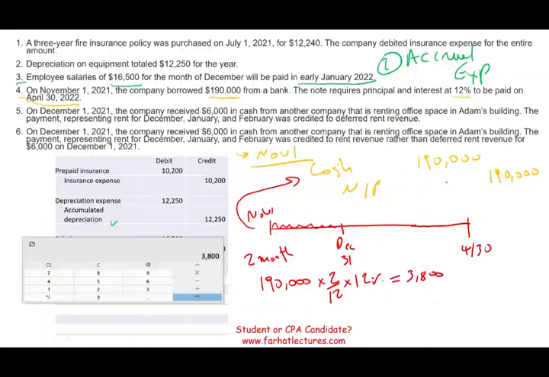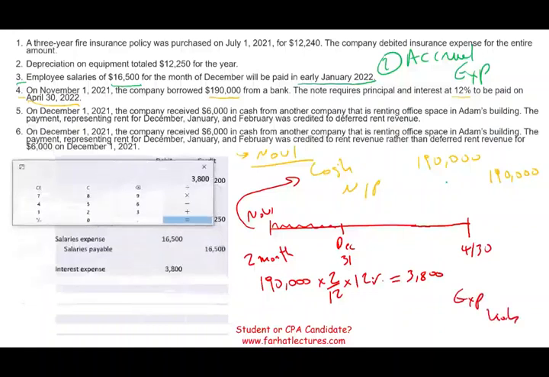Again, what type of adjusting entry? Accrued expense. What do we do under accrued expense? We are going to debit an expense and credit the related liability. Therefore, we are going to debit interest expense 3,800, credit the liability 3,800. So this is the adjusting entry. So this is on December 31st. Now on April 30th, when we make the payment, let's do the payment anyhow, although it's not required in this exercise.